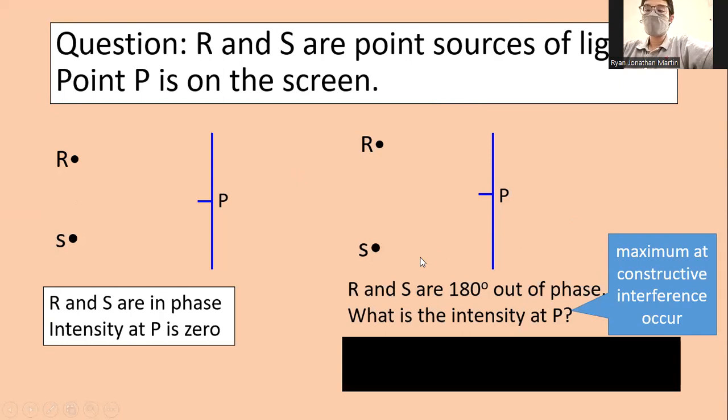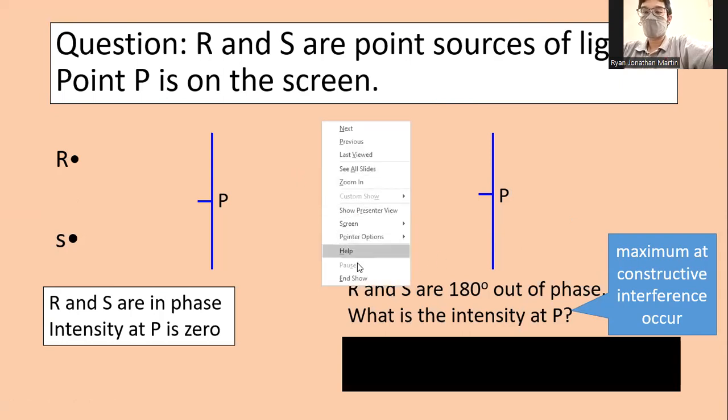Our time is running out, so I have to go very fast. Okay. Sure.